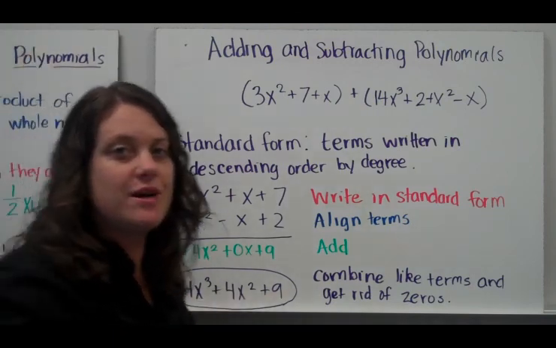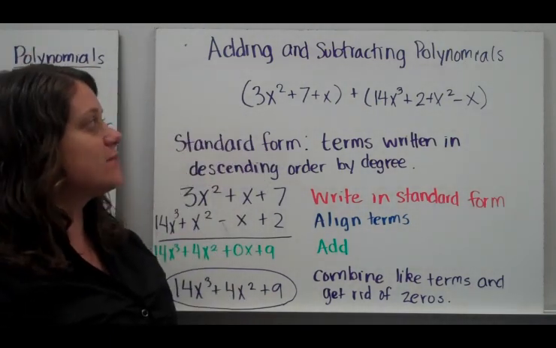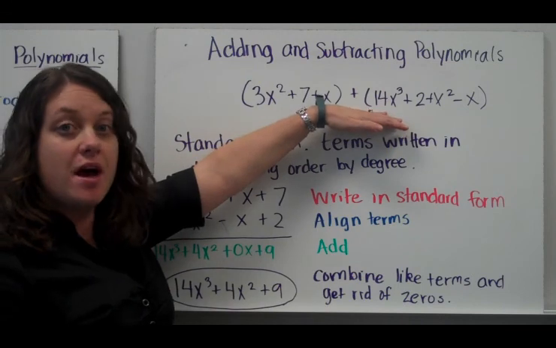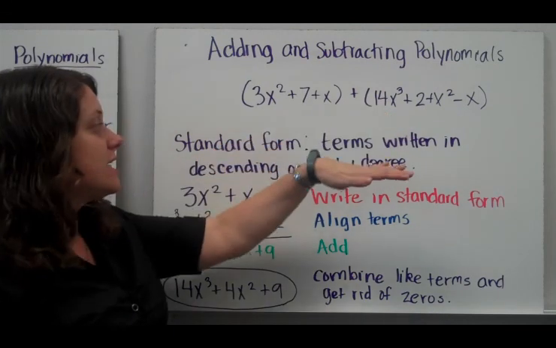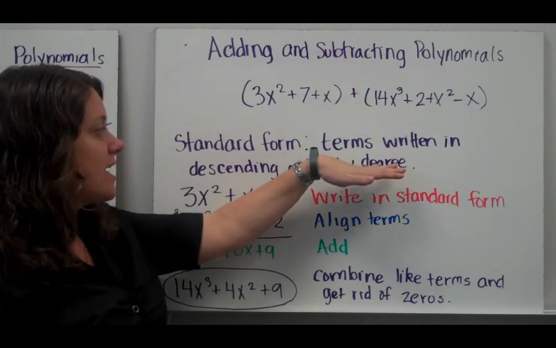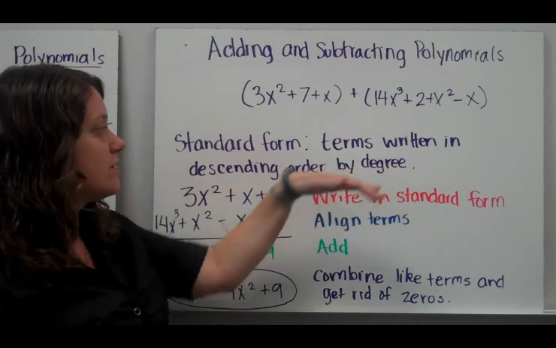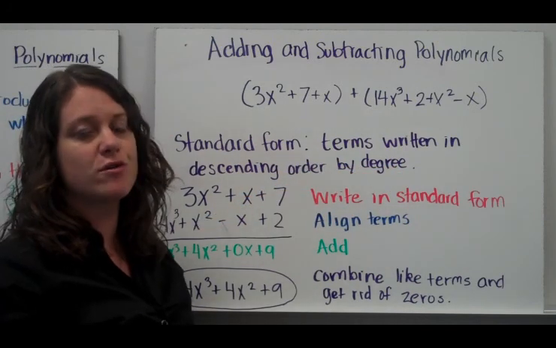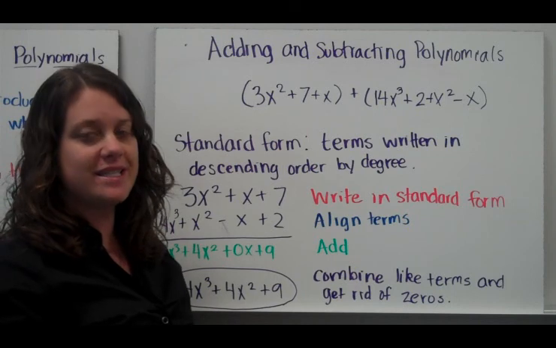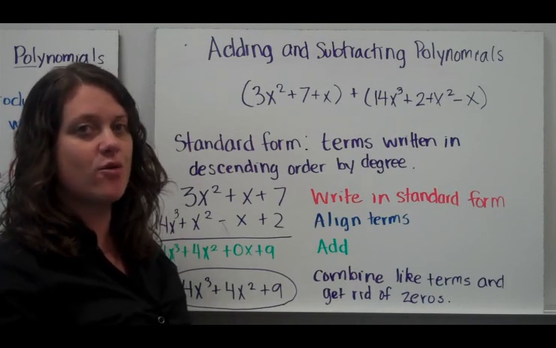So now let's get to adding and subtracting. How do we add and subtract polynomials? Here's what a problem might look like. First, you should put it in standard form. You need to know that standard form is terms written in descending order by degree. The degree is the exponent. So you want to put them in descending order.